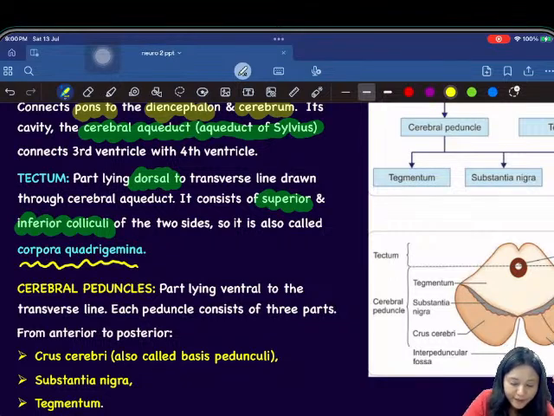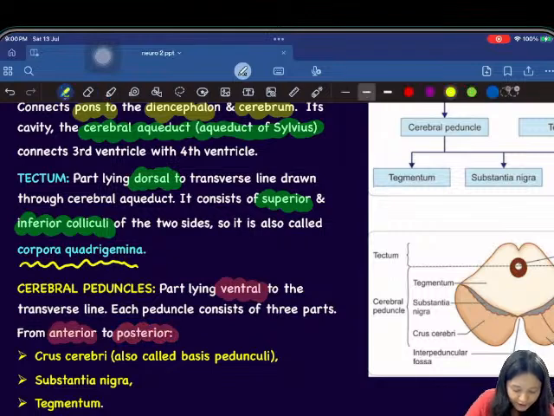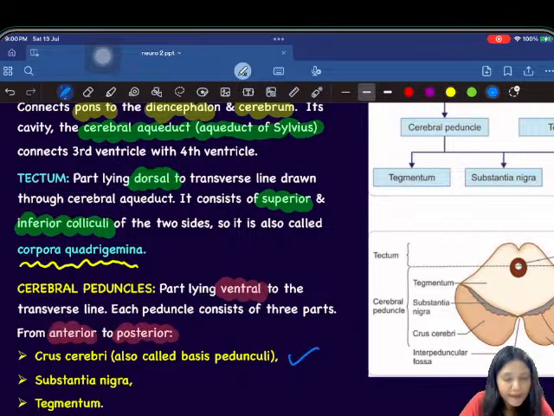And then you have the cerebral peduncle. The cerebral peduncle lies ventrally, anterior to the transverse line, and this peduncle consists of three parts from anterior to posterior. The most anterior part is the crus cerebri, also called basis pedunculi. Then you have the substantia nigra, and then you have the tegmentum.